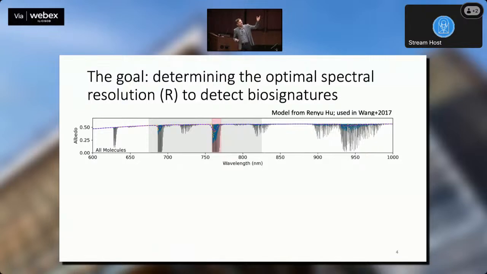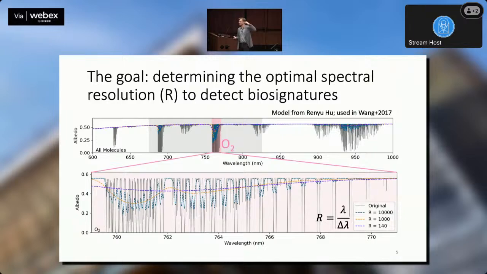So this is a model of an Earth analog, assuming high clouds from Renew, and I can zoom in on the oxygen feature right there. Backtracking a little bit, we define spectral resolution as the wavelength divided by the width of the line. So the higher the spectral resolution, the finer the spectral features we can see. If you're at a resolution of 140, the width of the line is basically the entire width of that zoomed in region. If you go to higher spectral resolution, like 1,000 or 10,000, then you can start to resolve the very fine spectral features, like the barcode of molecular species.